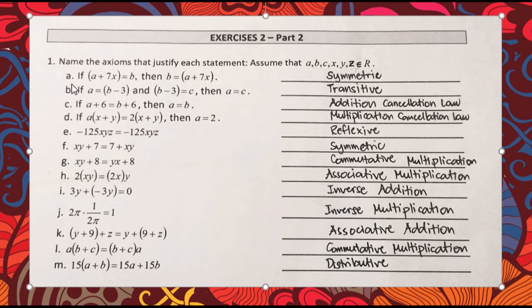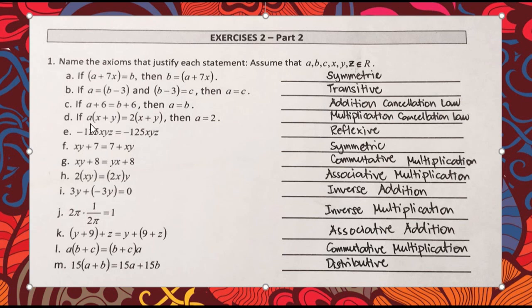Okay, first, if A plus 7x is equal to B, then B is equal to A plus 7x. This is under the symmetric axiom. Next, if A is equal to B minus 3 and B minus 3 is equal to C, then A is equal to C. So this is transitive. If A plus 6 is equal to B plus 6, then A is equal to B. This is under addition cancellation law.